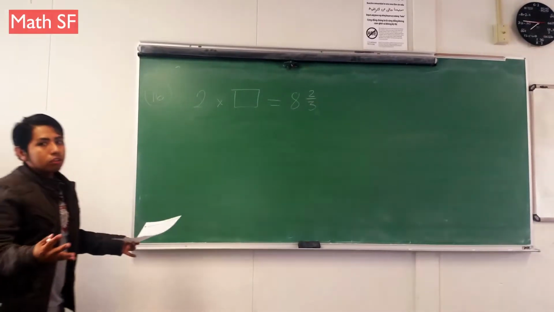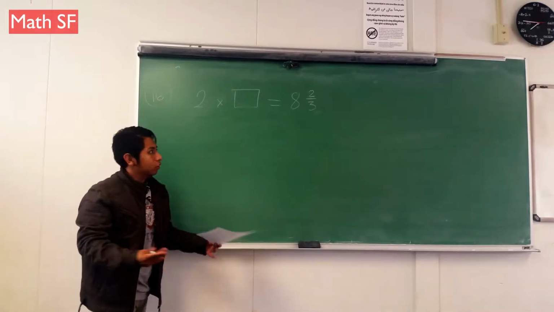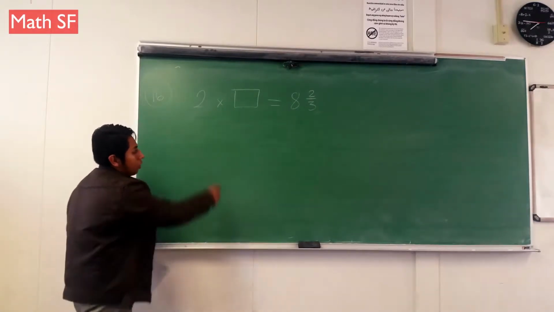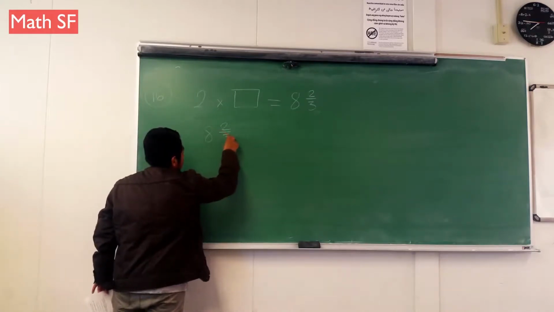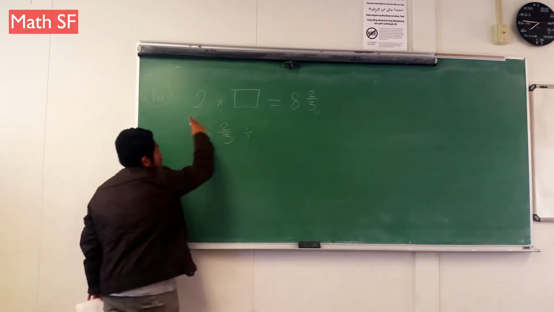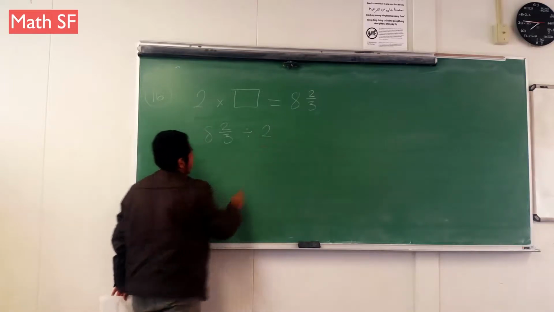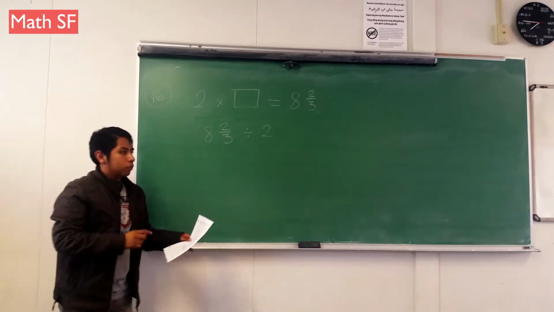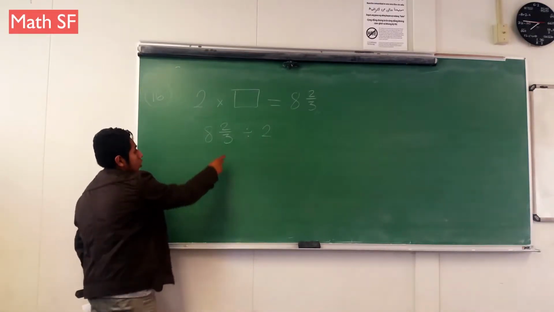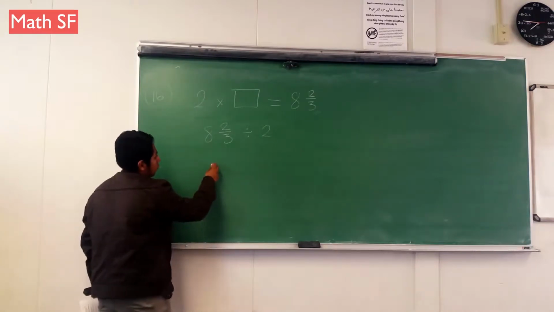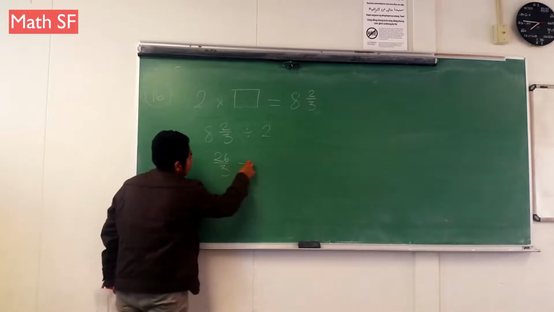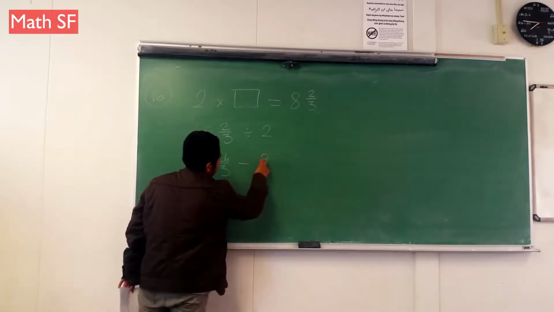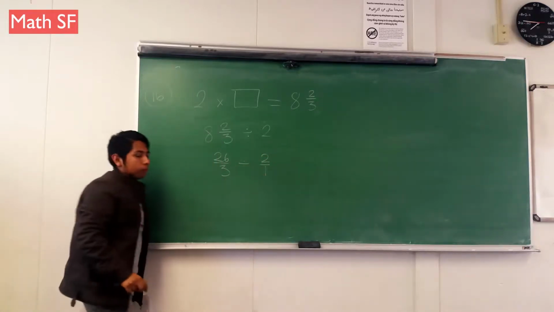So what are we missing here? We're missing one of the multipliers. If we're missing a multiplier, we must divide the product, the product 8 and 2/3 divided by 2. Let's check if each of them is a fraction. This is not a fraction, so I have to convert this into a fraction, which is going to be 26 over 3 divided by 2 over 1.